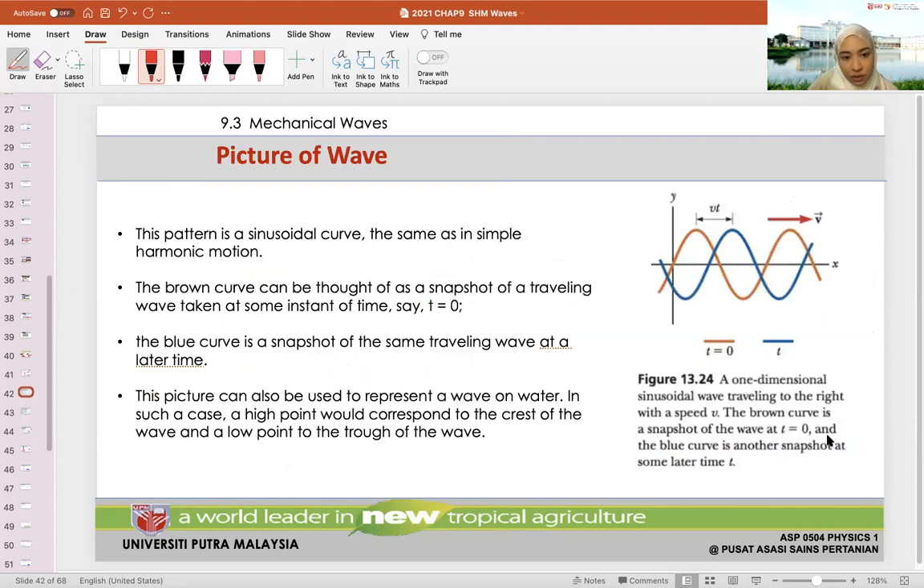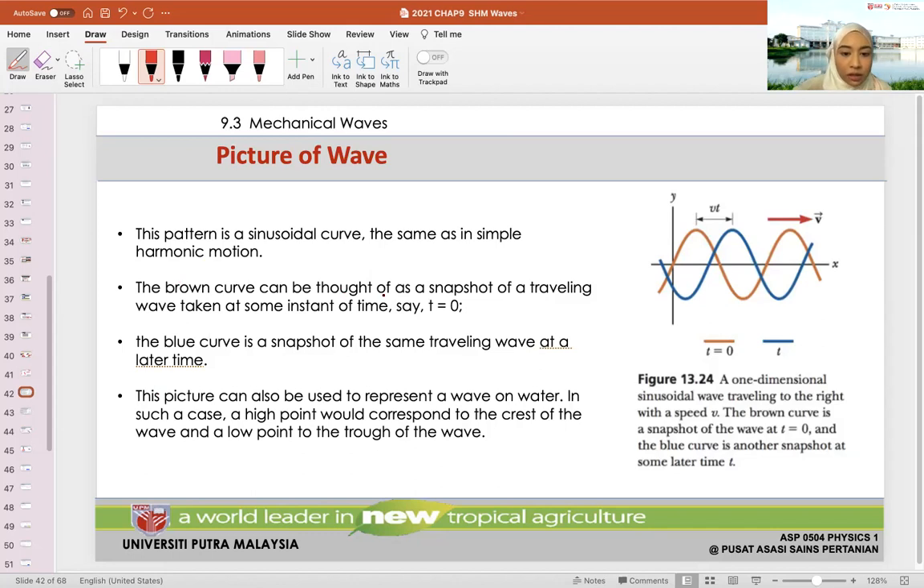Okay, so this is a picture of a wave. This looks like a transverse wave, right? Okay, so this pattern is called a sinusoidal curve. We call this for things that look like a sine or a cosine. We call it a sinusoidal curve. The same as in simple harmonic motion.